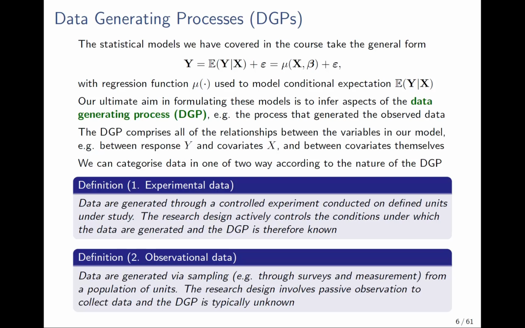So for instance, we could test whether a treatment that we're interested in has an effect by randomly allocating it to some units in the sample, but not to others. That would be one example of an experiment.